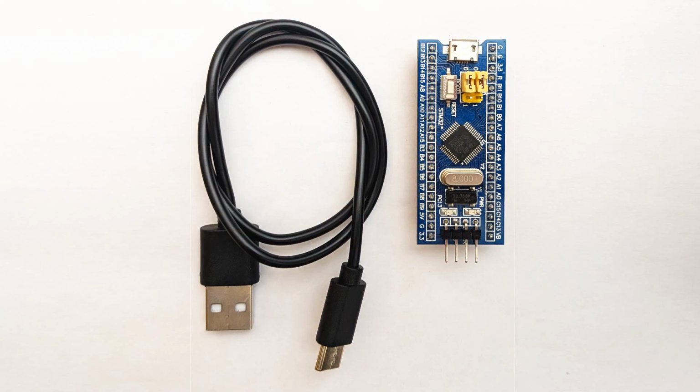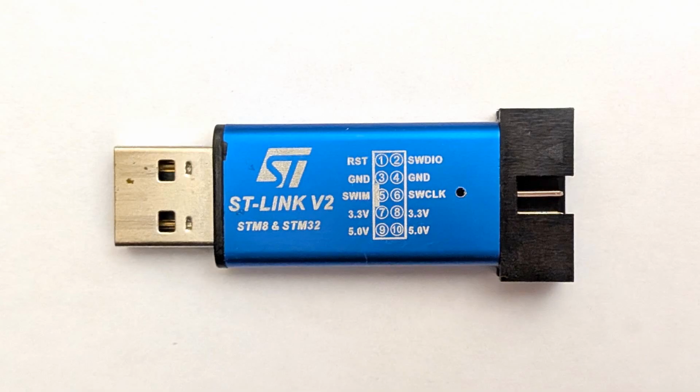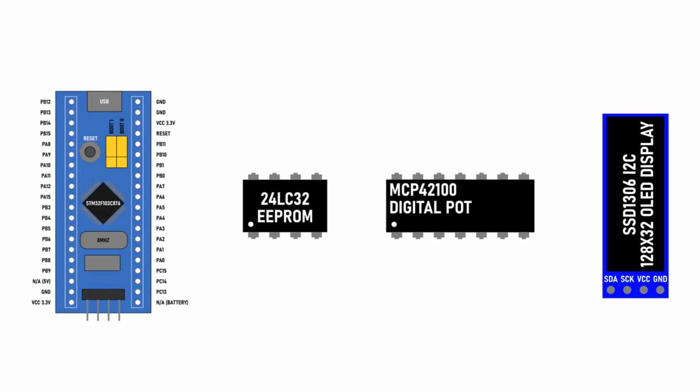So let's talk about what you need to get started. You'll need an STM32 Blue Pill development board. You'll need an ST-Link programmer to upload code to the Blue Pill board and a computer with a MIDI interface. A bill of materials is in the video description with links to less common stuff, like digital potentiometers, the EEPROM chip, and the OLED display, which is fantastic for giving you real-time feedback.